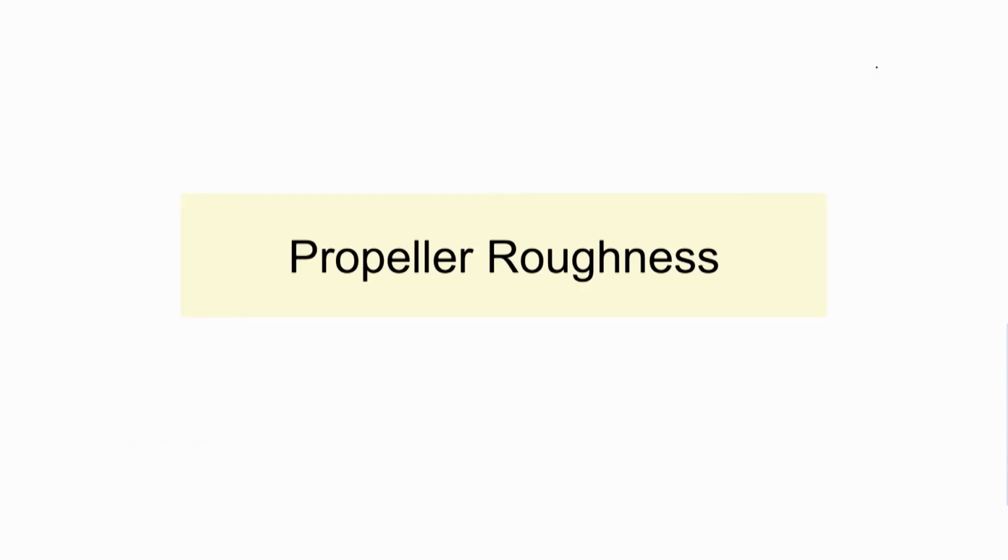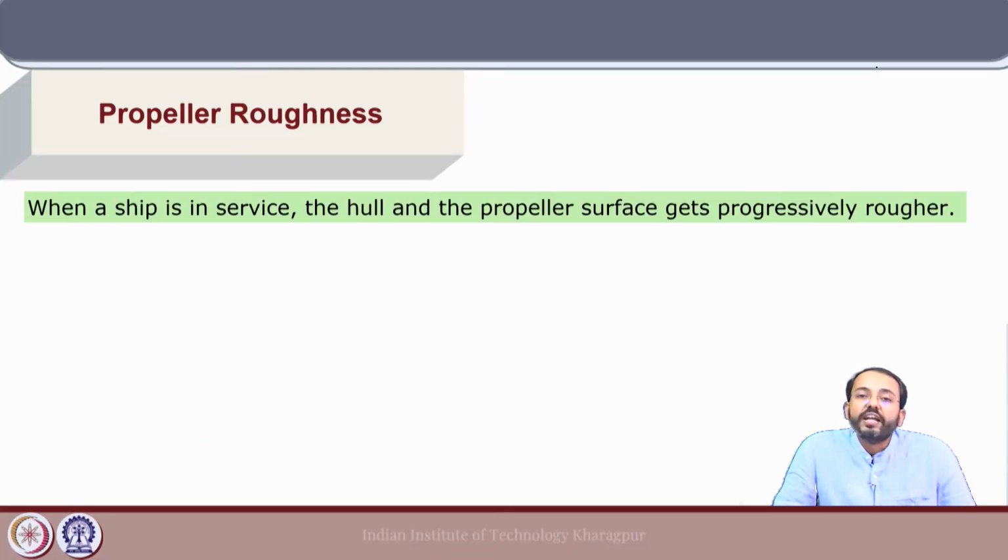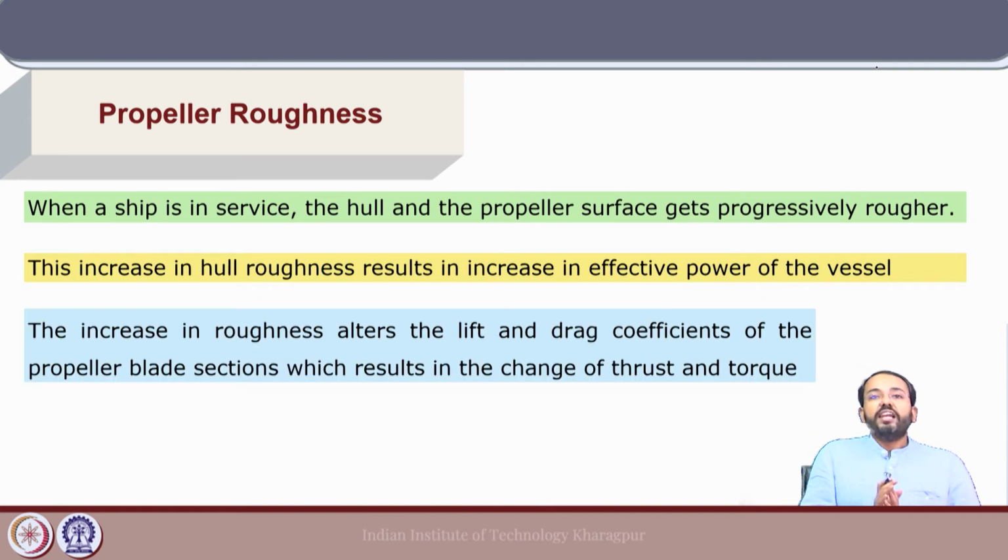Next, we will discuss propeller roughness. When a ship is in service, both the hull as well as the propeller surface will get progressively rougher due to its operation in the marine environment, and corrosion will also occur, and this increase in roughness will result in the increase of effective power of the vessel. Now, the increase in roughness for a propeller blade will alter the lift and drag coefficients for the propeller blade section, and this will result in the change of thrust and torque.